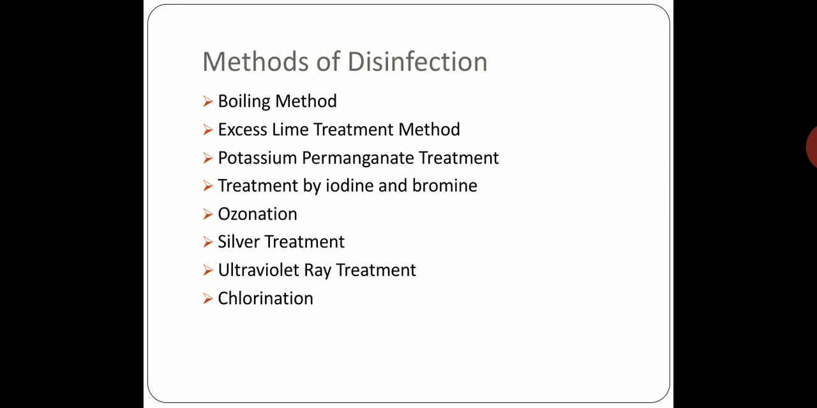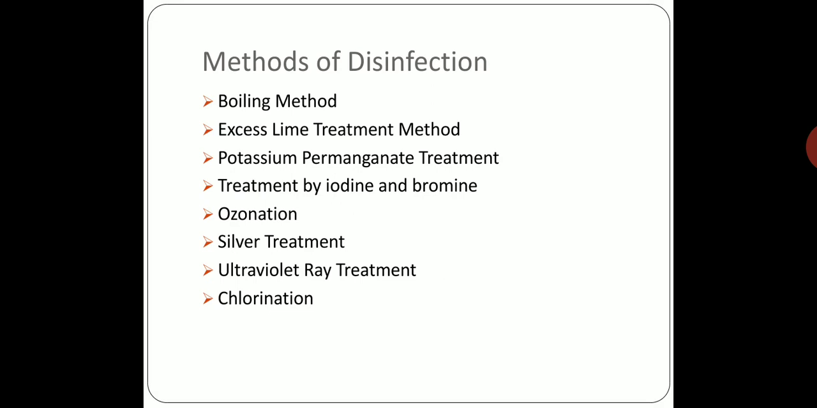So there are different methods of disinfection. The first method is the boiling method. Boiling is the easiest method of disinfection, but it cannot be used for large water supply schemes, or on a large scale. But during the spread of epidemics, we can advise the consumers to boil the water and use it. Boiling kills almost all the bacteria and virus present in water.